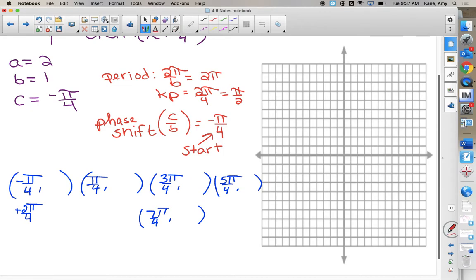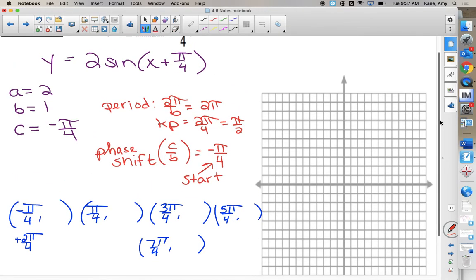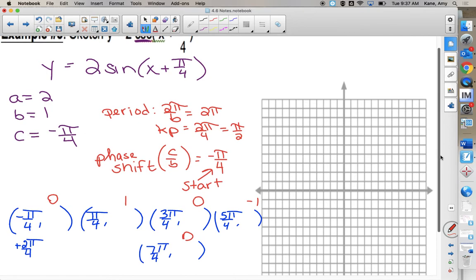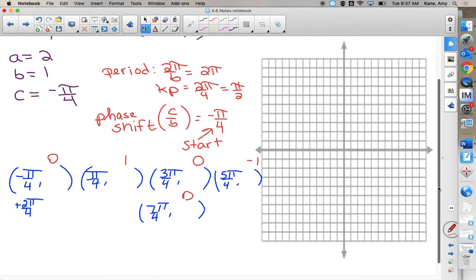All right, the last thing we need then is to worry about y. There's an a value of 2. Sine usually starts at 0, goes to 1, back to 0, down to negative 1, and back at 0. So Hannah, how do the y values change if there's a 2 in front of sine? Yeah. So you're multiplying the original y values by 2. So now we have a 0, a 2, a 0, a negative 2, and then a 0. So if everything is a pi over 4, probably should count by pi over 4.